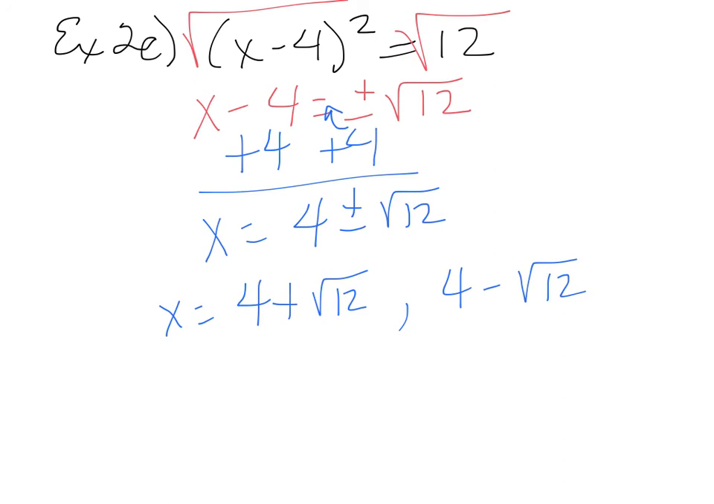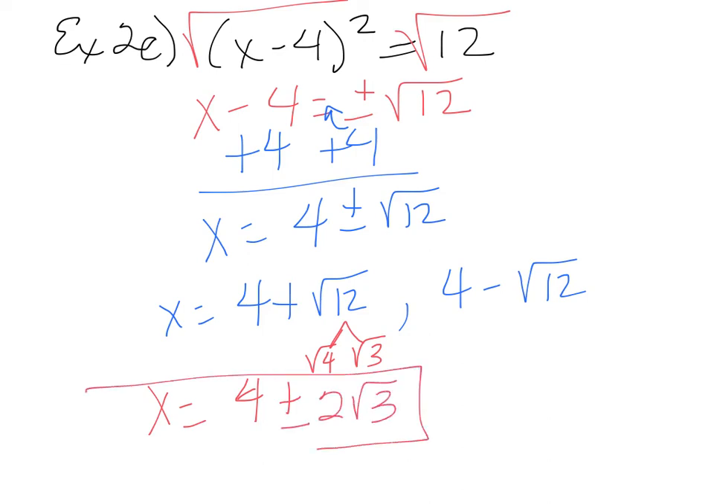Now, check this out. Am I finished? No way, Jose. What do you know about that square root of 12? We can break it down. That's right. So if I have this 12, you could break that down into 4 times 3. So what we really have is 4 plus, or minus in this instance, 2 square roots of 3.